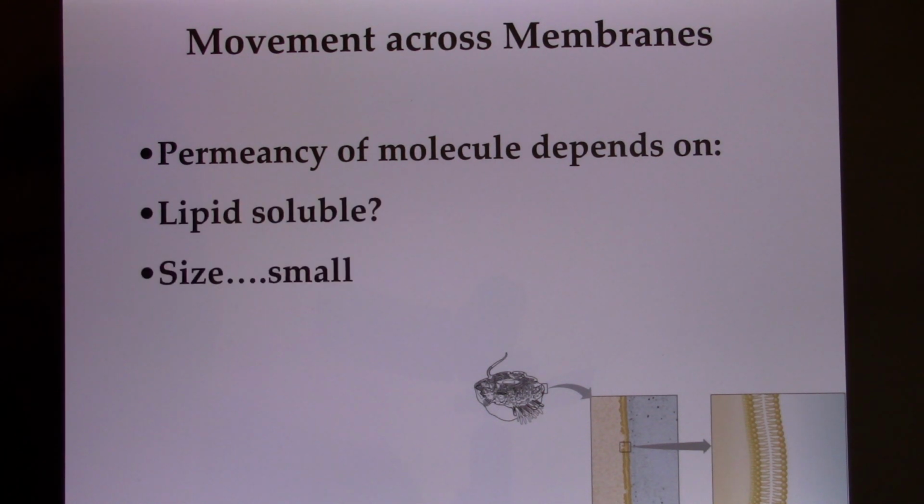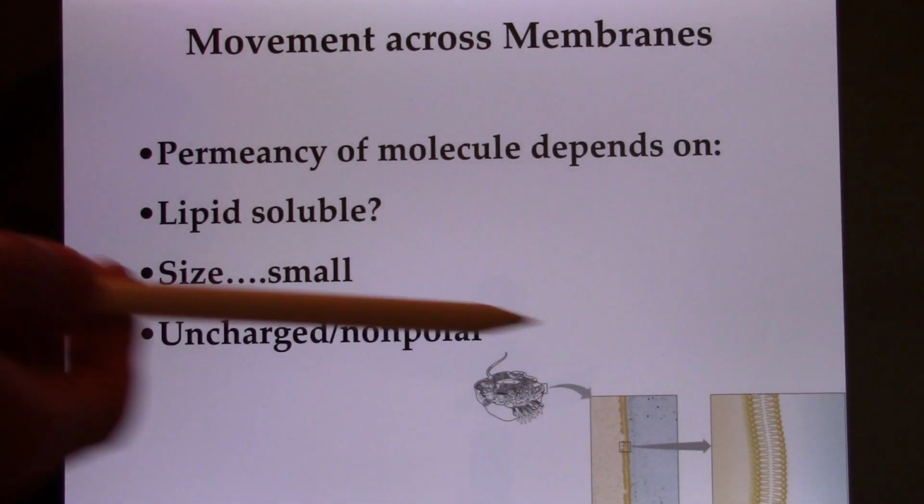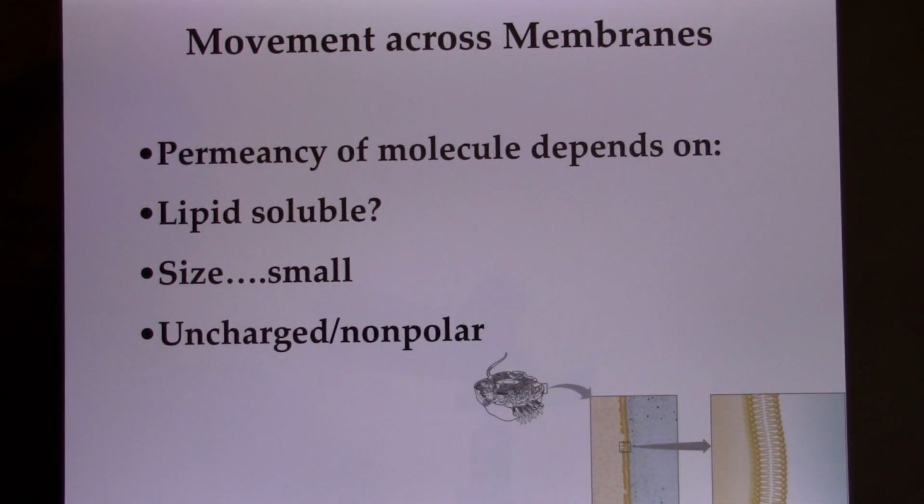And how easily a molecule can go through the cell membrane depends on a few things. First, is this molecule lipid soluble? Take the steroid hormone, a good example because it's made of lipid. Phospholipid is another kind of lipid. So if the molecule is made of lipid or is lipid soluble, it can easily go through the cell membrane from high concentration to low concentration.